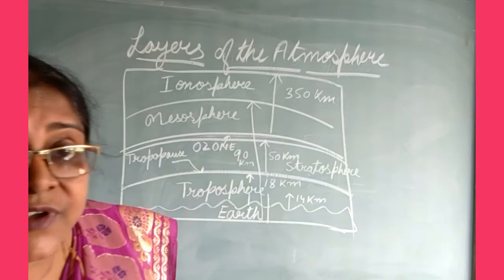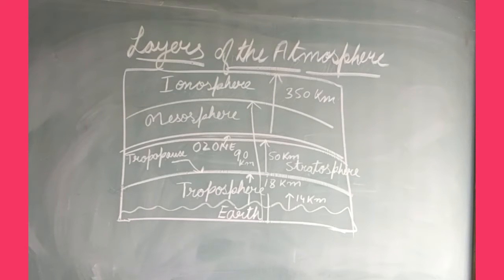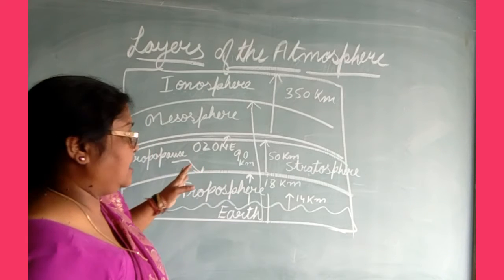Now, where is the stratosphere? It is above the troposphere. Here clouds are not formed, and jet planes fly and stars shine. The upper layer of the stratosphere is the ozone layer that I have shown you. The ozone layer acts as a huge shield that protects us from the harmful ultraviolet rays of the sun.